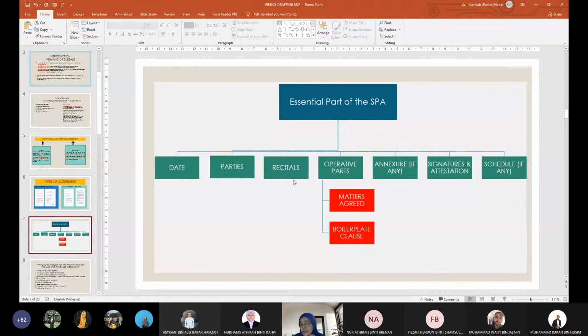And then we have the recital. So the recital ni dia actually set out the background of the transaction. Kalau maknanya kita akan bercerita mengenai the particulars of the land, land is subject to conditions, encumbrances ke, ada restriction interest ke. So all the background of the property and the transaction.